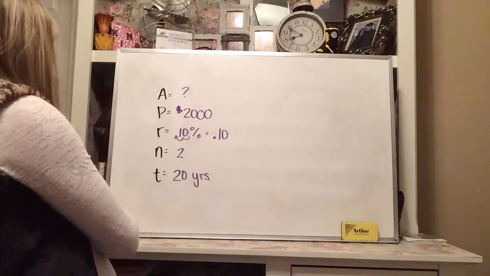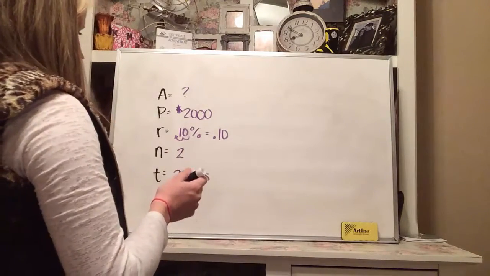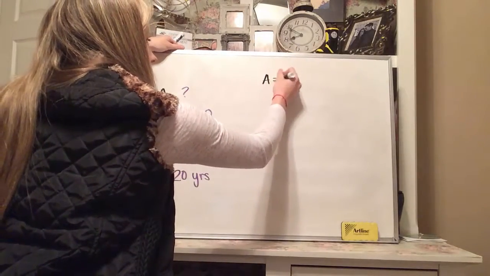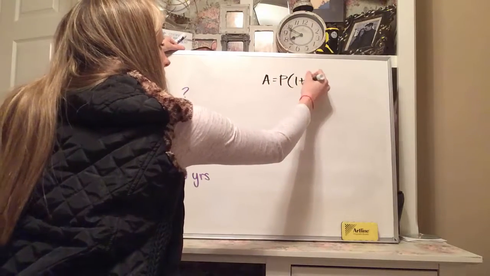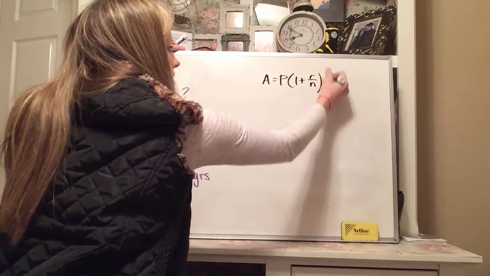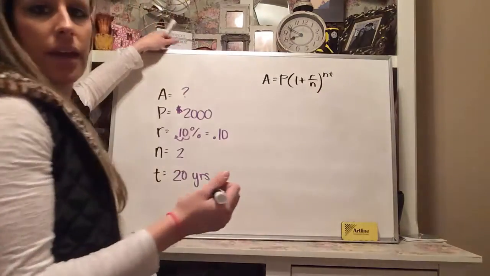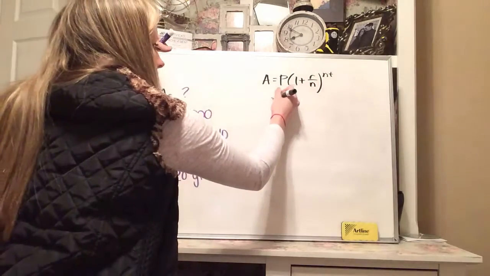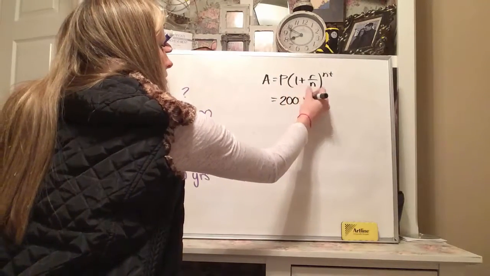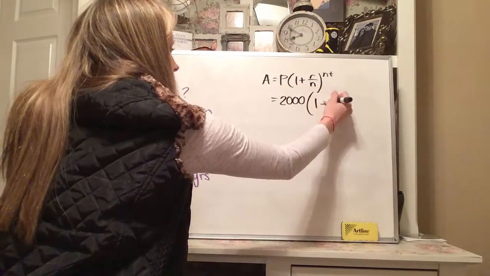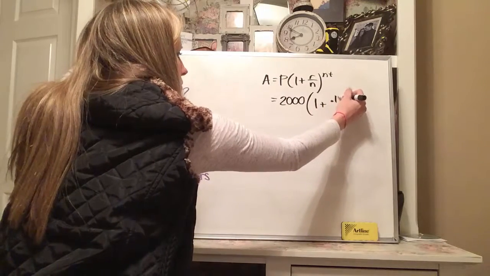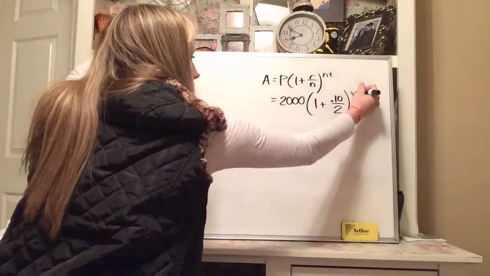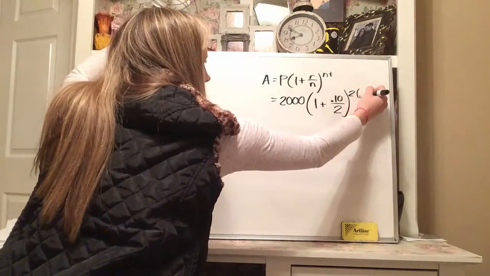So I'm going to plug my numbers into my formula. Remember, it's at the top. Your formula is A equals P, parentheses 1 plus R over N, to the NT power. Okay, so I'm going to plug in all my numbers. P is 2,000, parentheses 1 plus R, which is 0.1, over N, which is 2, to the 2 times 20.